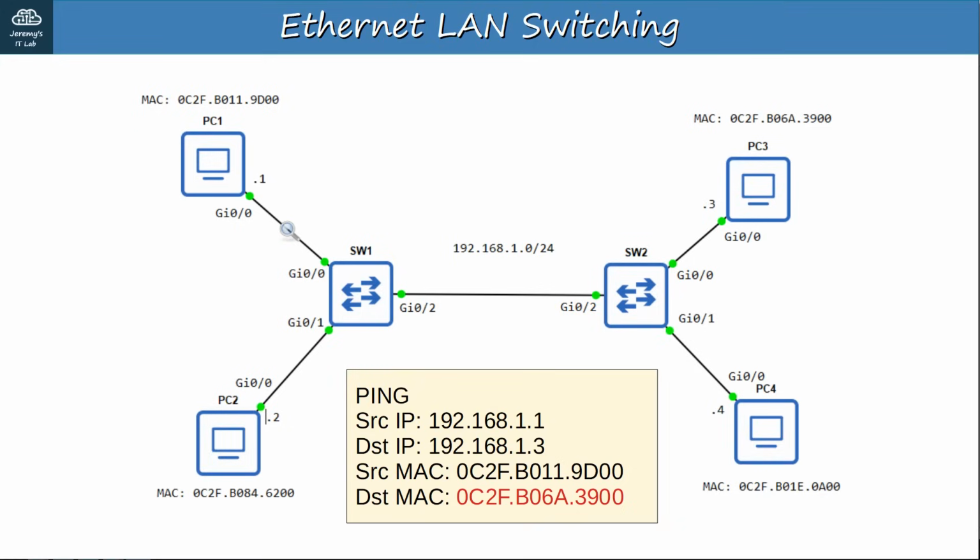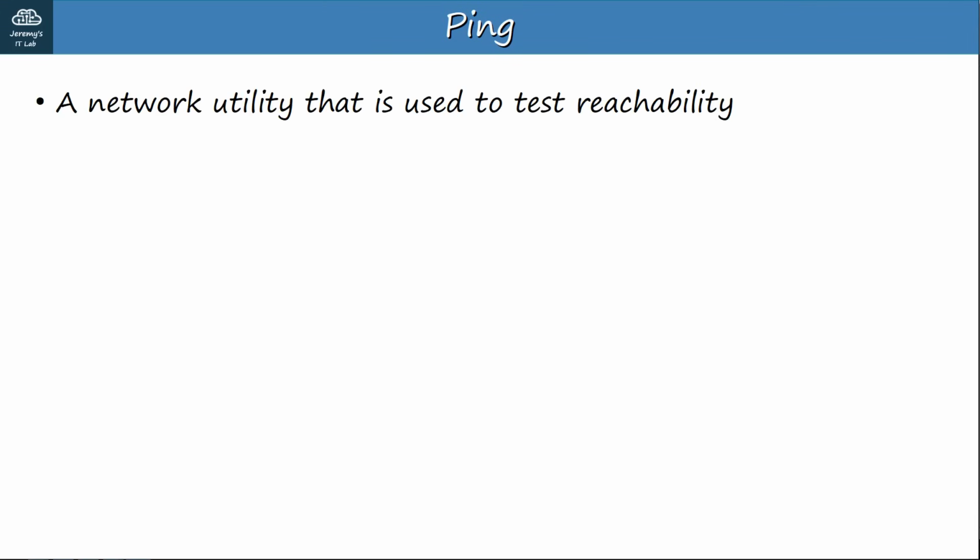Now, before I move on, you may have heard of ping before, but let me explain how it works. Ping is something you're going to be using a lot. It's a network utility that is used to test reachability, for example, to test if two computers can reach each other. It measures the round-trip time, for example, the time from PC1 to PC3, then back to PC1.